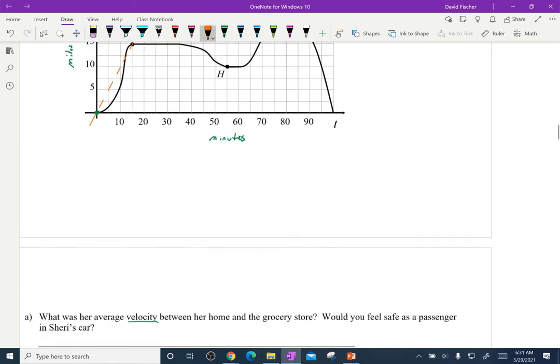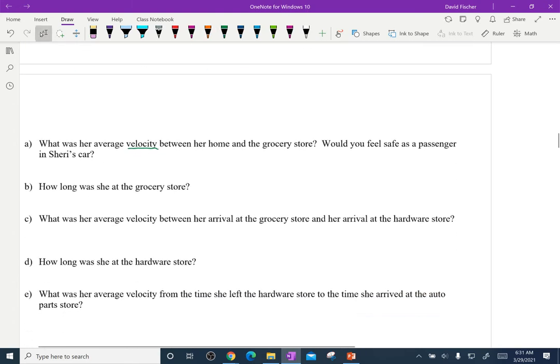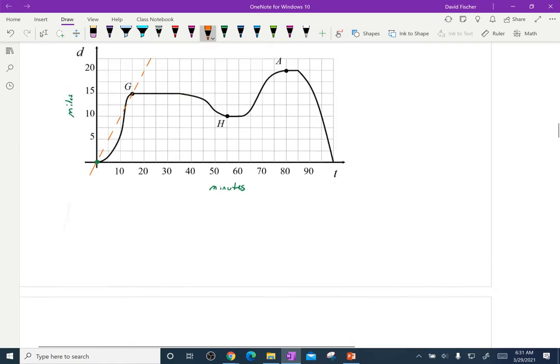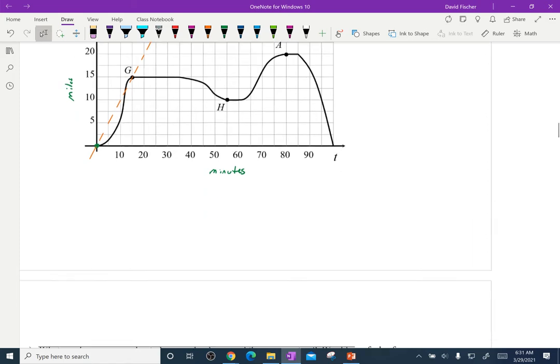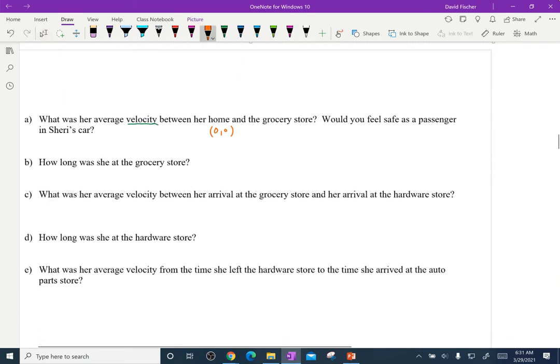So it looks like she's starting now at 0, 0 would be my first coordinate. And then when she got to the grocery store, it was 15 minutes later, and it looks like it was 15 miles away. Let's find the slope.